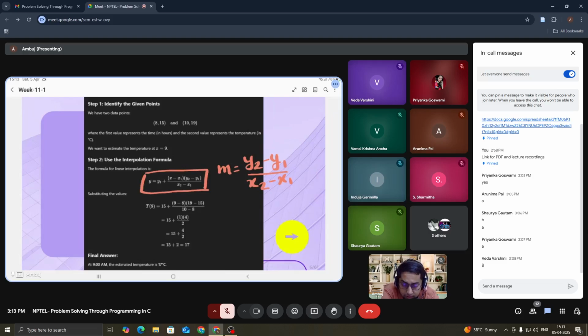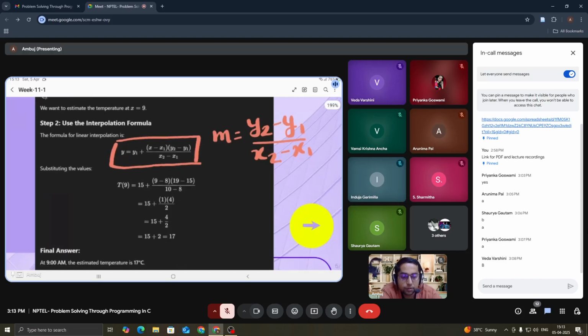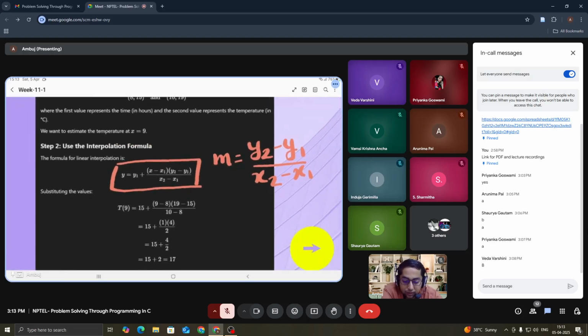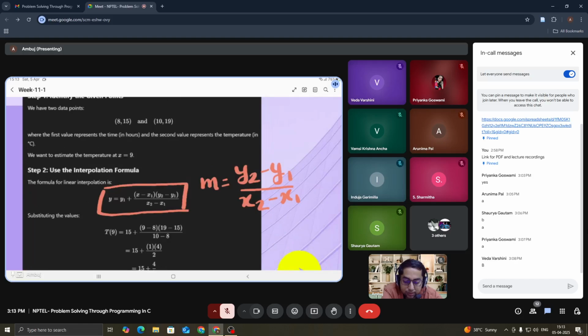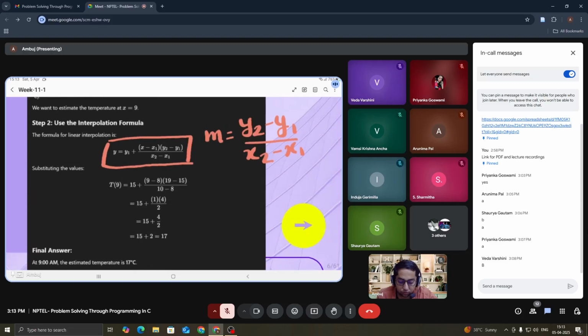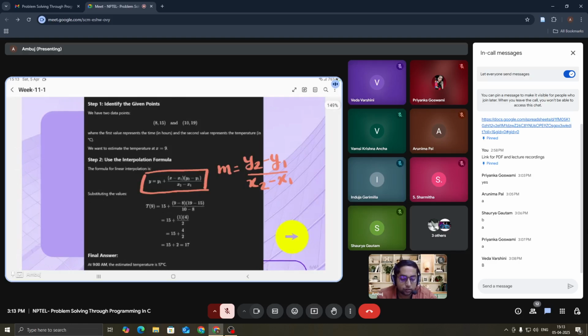Now you substitute all the values. Temperature at 9: y I have replaced with temperature, and x I have kept as time. y equals y1, which is 15, this first point, plus y2 minus y1 over x2 minus x1, that is 19 minus 15 over 10 minus 8, times x minus x1. x directly I have substituted as 9 and x1 is 8. When you solve, you will get the temperature as 17. This is an example of linear interpolation.